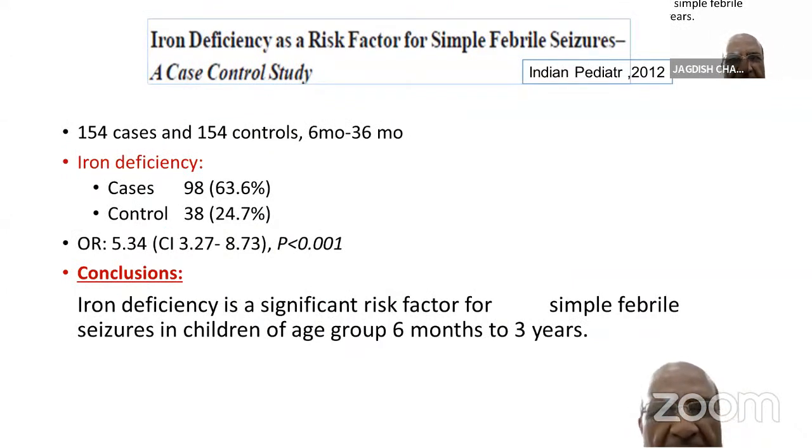Similarly, febrile seizures. There are studies which document that children with febrile seizures are more likely to have iron deficiency compared to others who come with fever and do not have febrile seizures. You can see the figures here, 63% in cases with febrile seizure, and iron deficiency was lower in controls, to the tune of just about 24%.